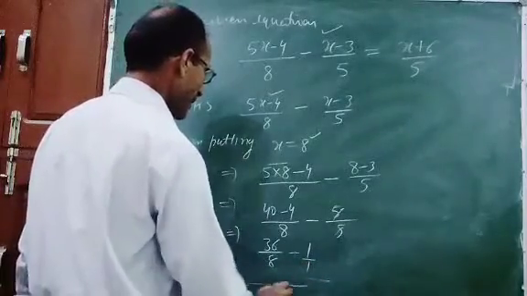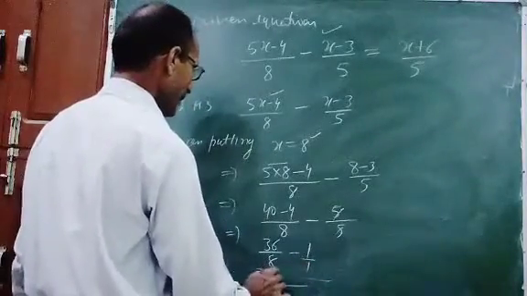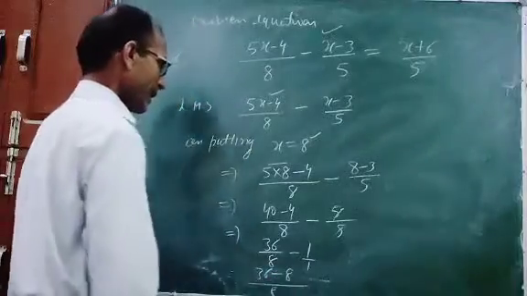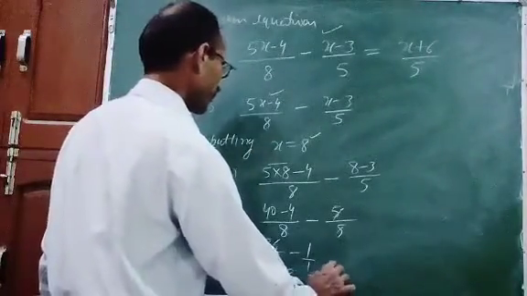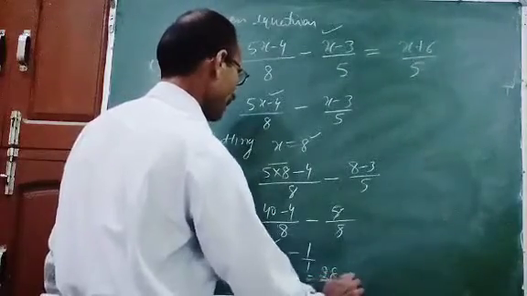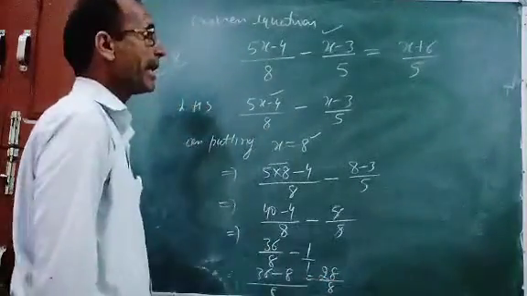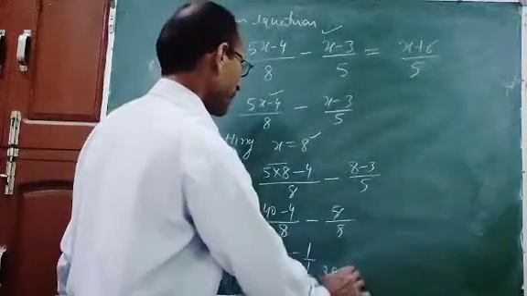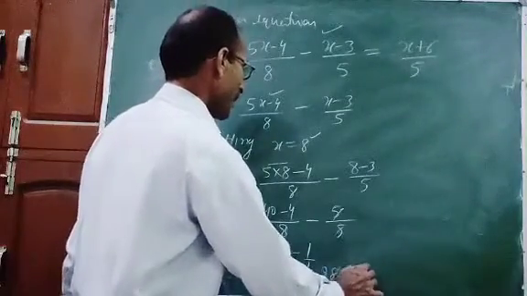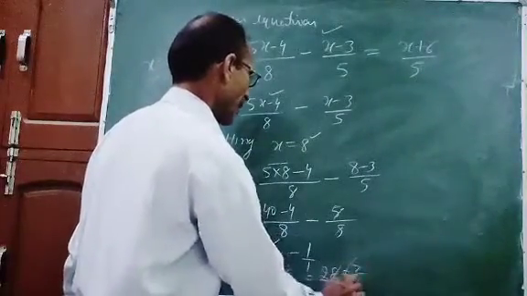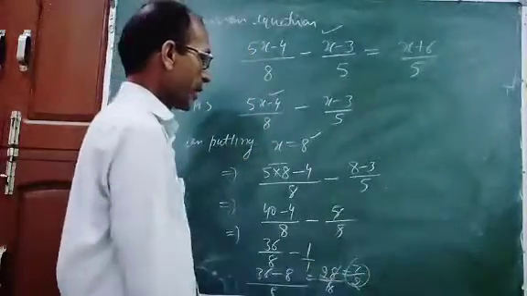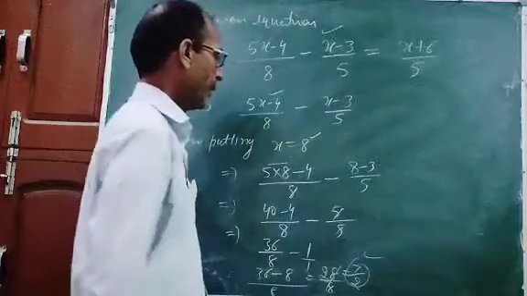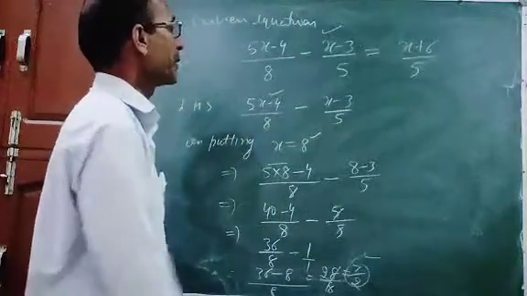So 8 is the LCM. 36 minus 8, so it will be 28 by 8. Now you can reduce it. 4 sevens are 28, 4 twos are 8. So the solution of the left side is 7 by 2.